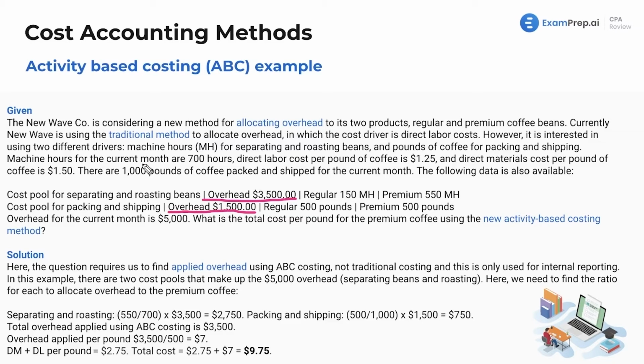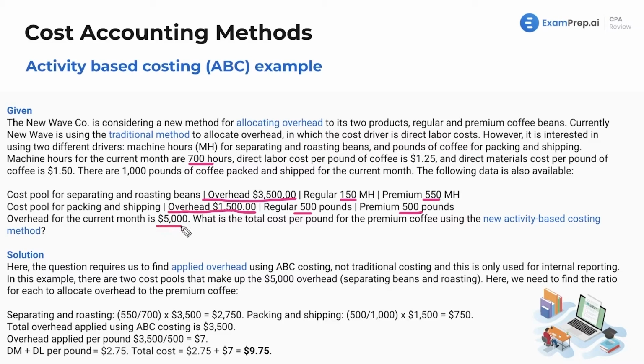Machine hours for the current month are 700 hours. Direct labor cost per pound of coffee is $1.25. And direct materials cost per pound of coffee is $1.50. There are 1,000 pounds of coffee packed and shipped for the current month. And we can see that 500 and 500 makes 1,000. At least it did the last time I checked. If math has changed, then yes, I've got to relearn it. The following data is available here. Okay, here's our 700 hours. It's made up of 150 and 550. Awesome.